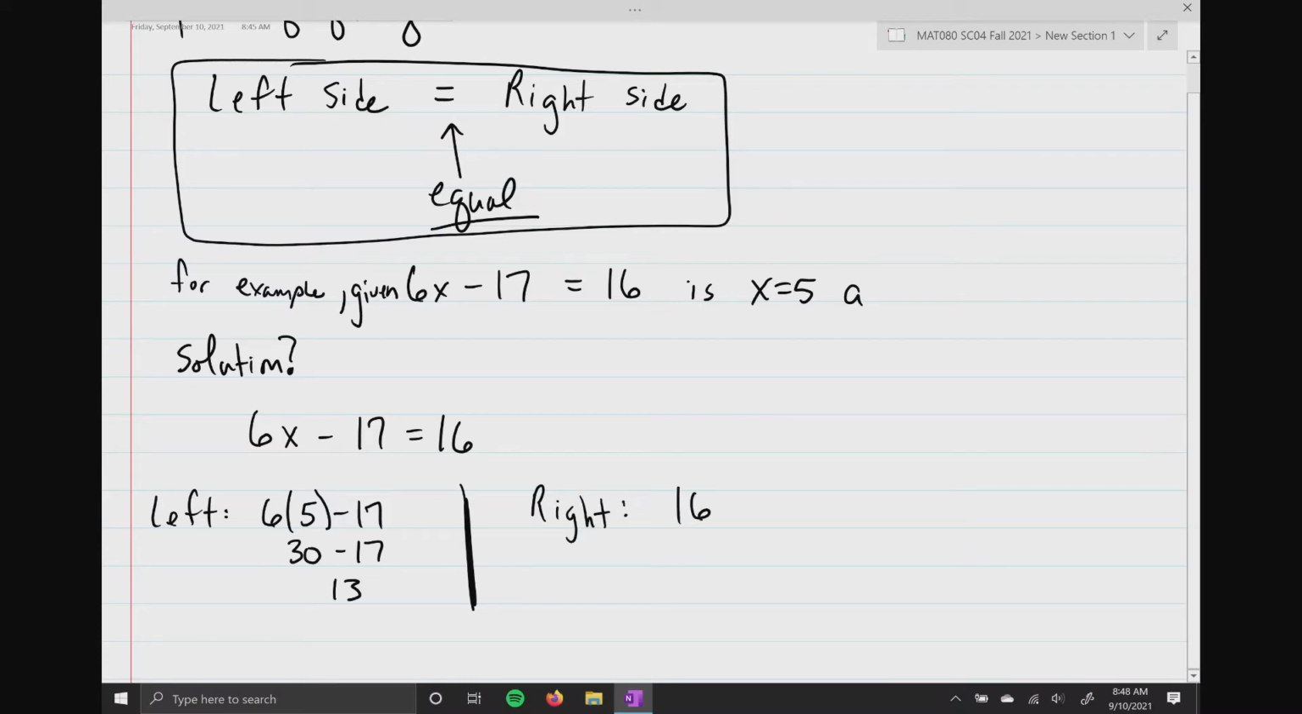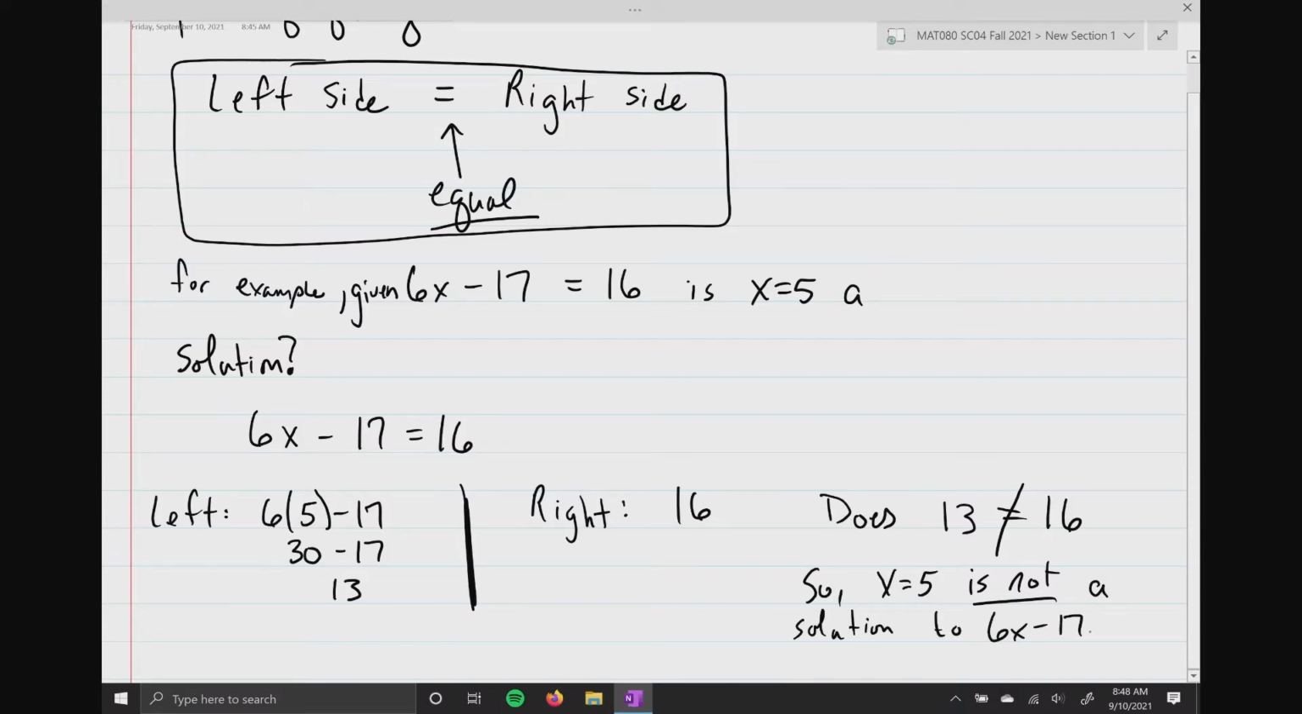Now, the right-hand side was just the number 16. There was nothing for me to do. So now I need to ask myself the question. Does 13 equal 16? And the answer to that is what? No. So we put that line through it. All right? So does 13 equal 16? The answer is no. So x equals 5 is not a solution to 6x minus 17 equals 16, with a little period at the end.